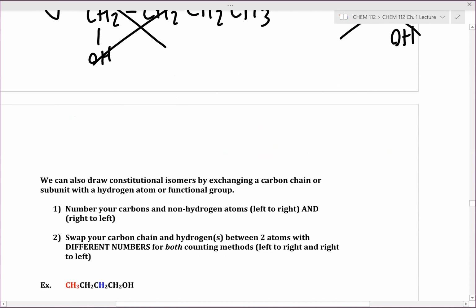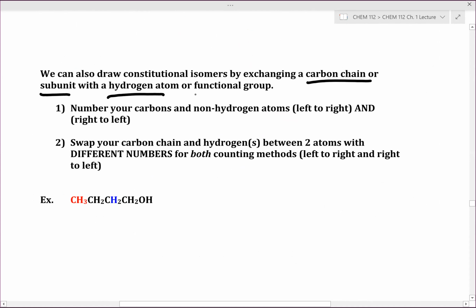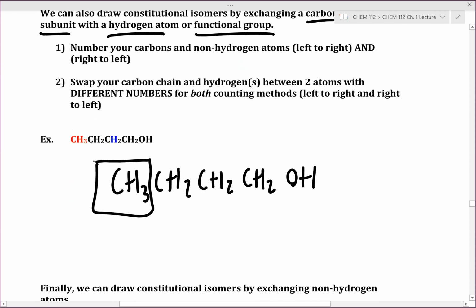One other way that we can draw constitutional isomers is by exchanging a carbon chain or subunit with a hydrogen atom or functional group. So we can also exchange entire functional groups or sets of carbon and hydrogen atoms. Just like before, we're going to use the exact same numbering method. So if we have CH3, CH2, CH2, CH2, OH, this time we're going to think, how can we creatively move our carbon substituent?